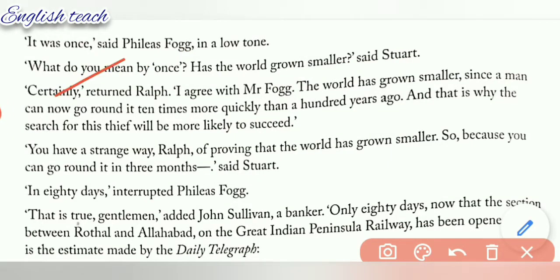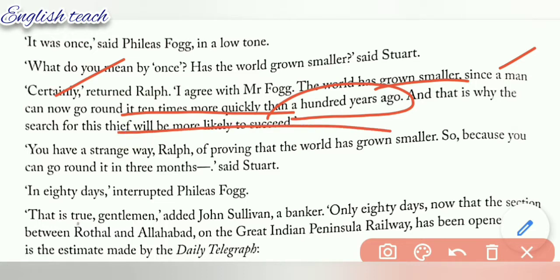Certainly, Ralph agreed with Mr. Fogg. The world has grown smaller, since a man can go around it ten times more quickly than a hundred years ago. So a hundred years ago, a man could go around the world once, and that is why the search for this thief will be more likely to succeed. So this is the idea of Ralph.